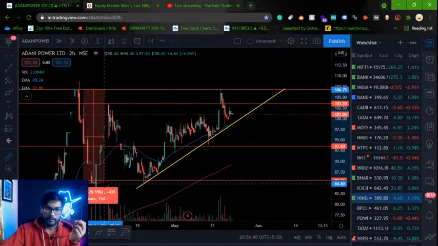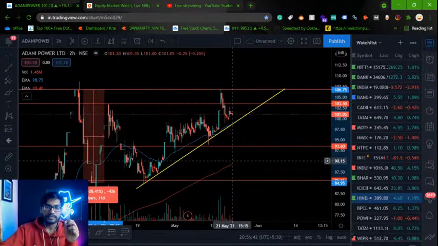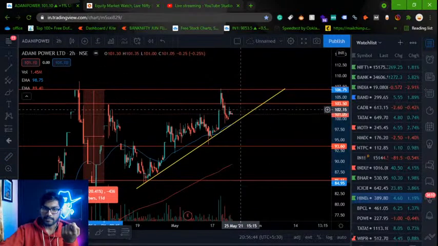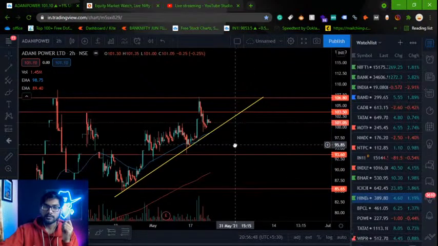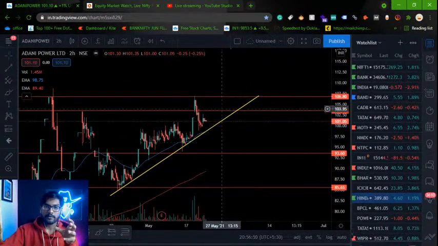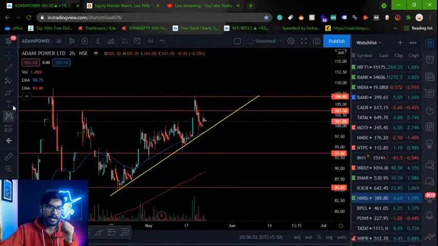A fall like this one, a 20% fall, we cannot expect this kind of fall unless this trend line breaks. And this is forming at our support levels. So the stock is trying to consolidate in this area. I'm going to mark that area for you.